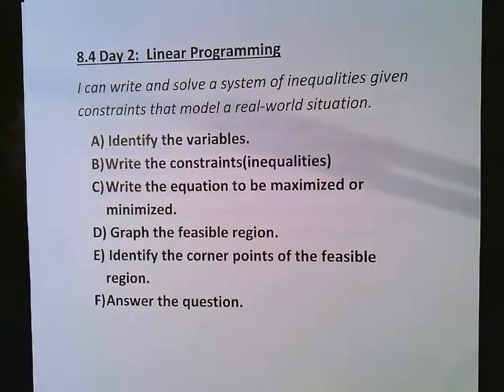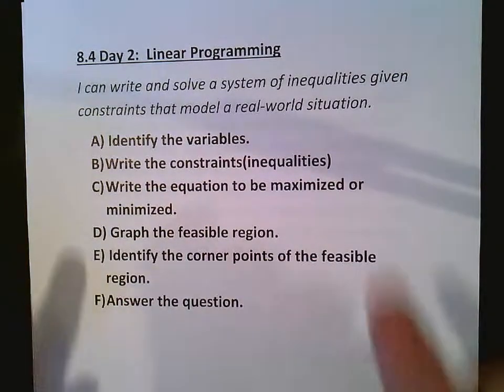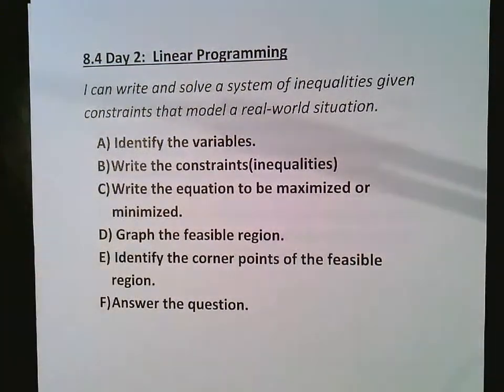We identify the variables, we write constraints, we write the equation to be maximized or minimized. There's always something that we're trying to maximize or minimize. We graph the feasible region. Remember, the feasible region is where everything overlaps. We find the corner points, and then we answer the question.